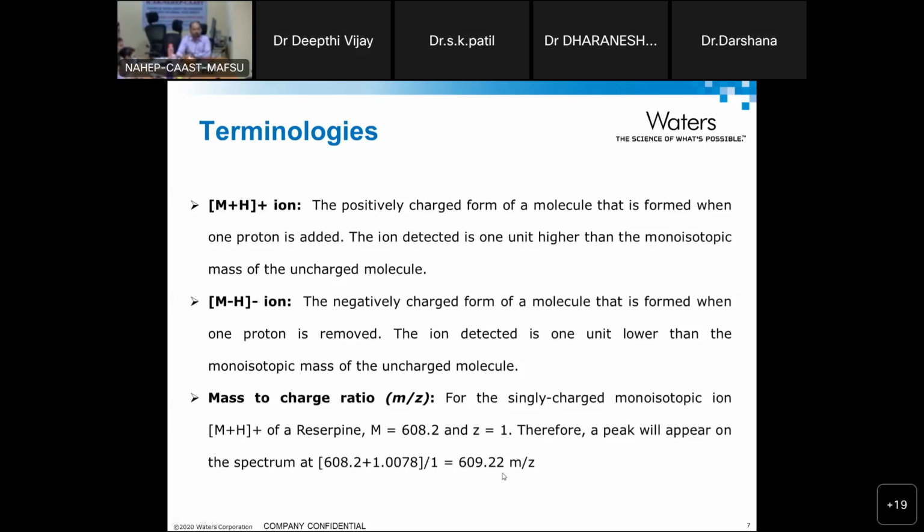So on the mass spectrum for this particular compound, you would get a peak on the MS spectrum at 609.22. Okay, similarly, let's say this particular compound has two charges. Okay, there are two different sites wherein the protonation has been done, so the Z will become 2. So what you have to do, 608 plus 2, since we are adding two protons, divided by total number of charges Z, which is 2, so 608 plus 2 divided by 2, so it will become 305. Okay, so that's how you calculate mass to charge ratio.